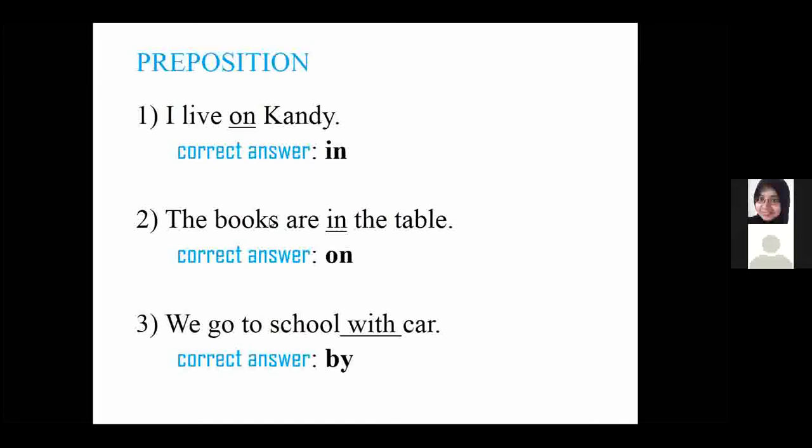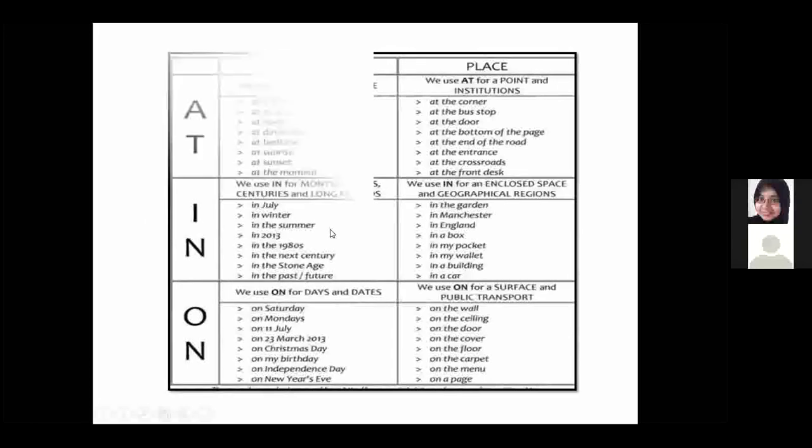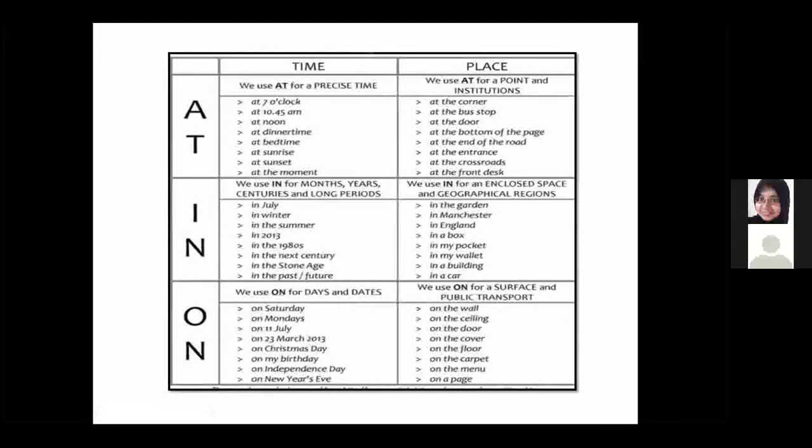Right, now let's see some short descriptions of prepositions. Yes, at, in, on. We use these prepositions to express the time and the place. First, let's go with at. We use at for a precise time. Precise time means an accurate time. At 7 o'clock, at 10:45 a.m., at noon, at dinner time, at bedtime, at sunrise, at sunset, at the moment.